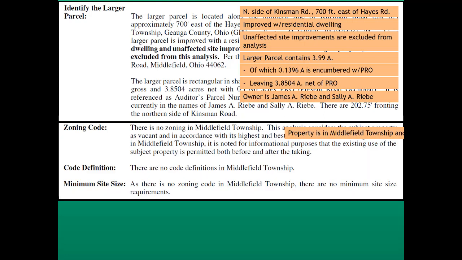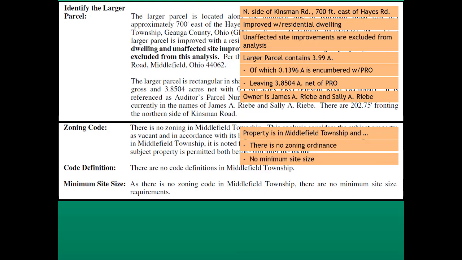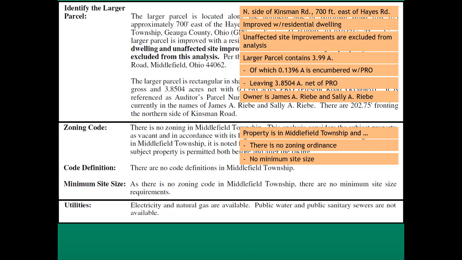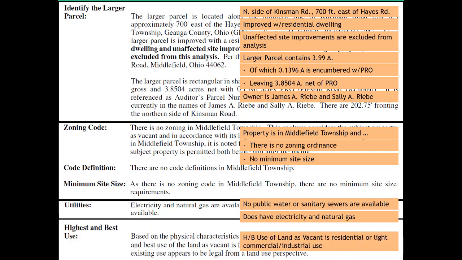Next is the zoning code. The property is located in Middlefield Township, and there is no zoning ordinance in Middlefield Township. That means there is no minimum site size requirements. Utilities: there are no public water or sanitary sewers available in the area, and the property does have electricity and natural gas. And the highest and best use. Highest and best use of the land as vacant is residential or light commercial industrial use.